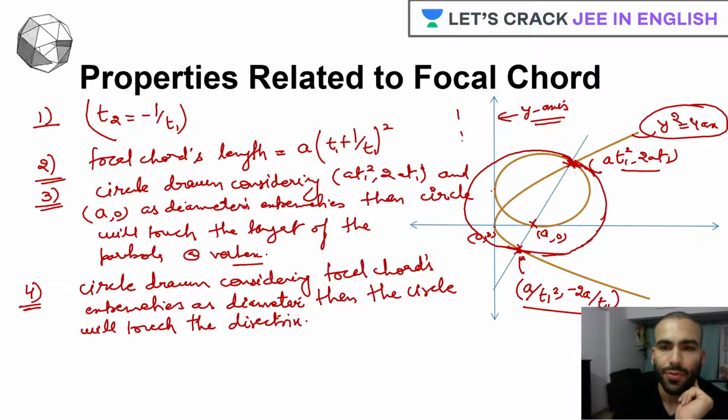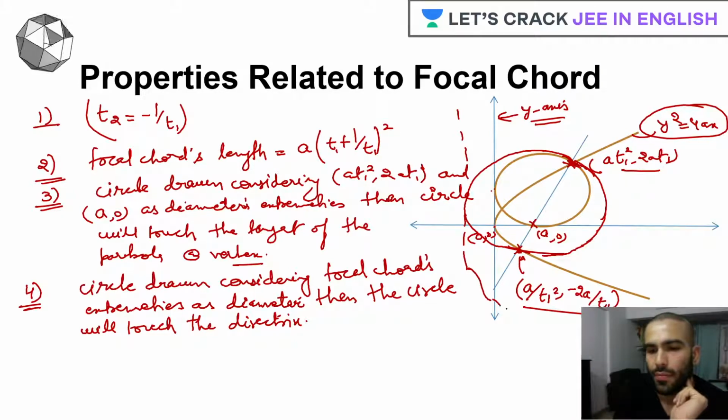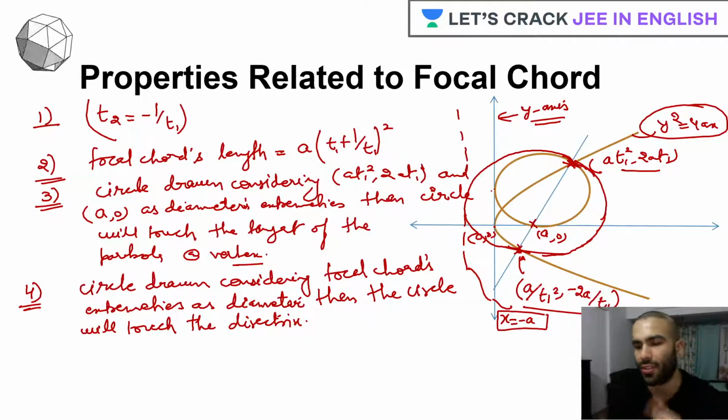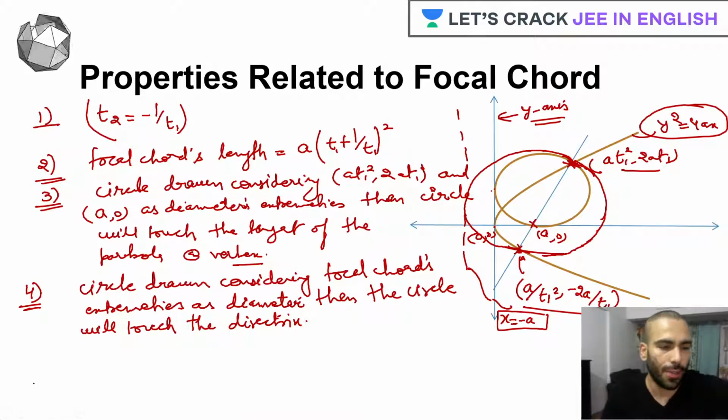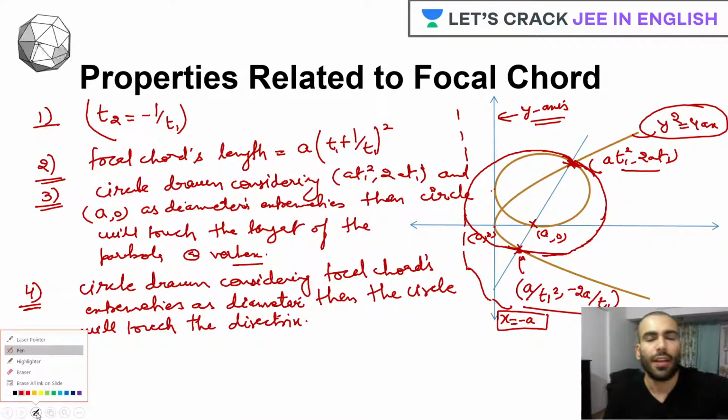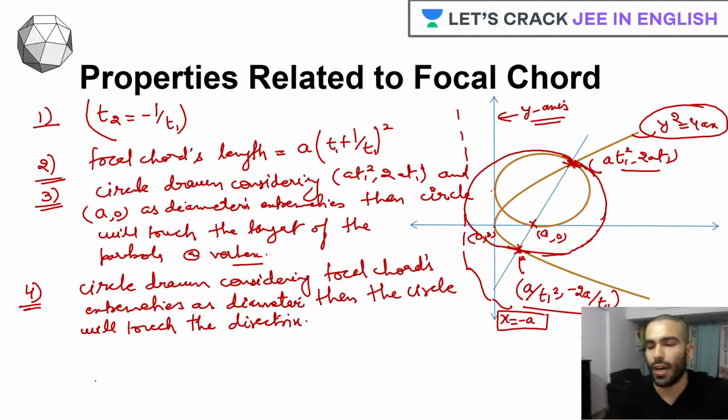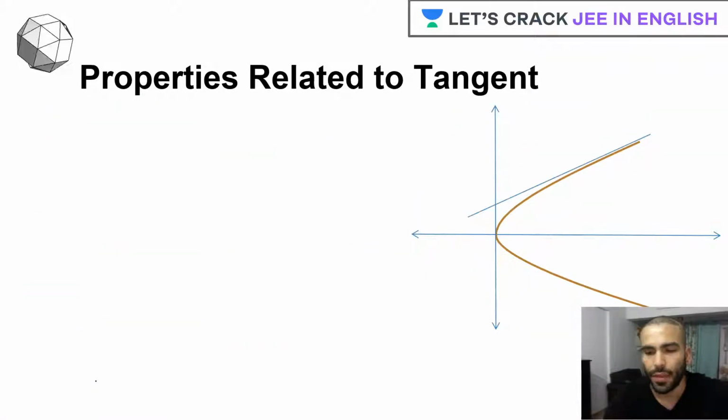So here the directrix will be the line x is equal to minus a. This will be your directrix in this case. So I hope these 4 properties related to the focal chord are clear to you. Okay, so let's move to our next properties.